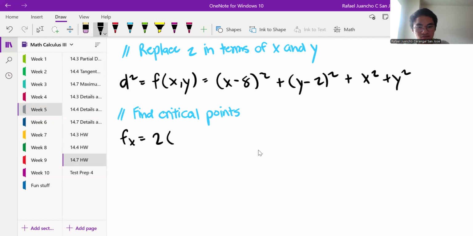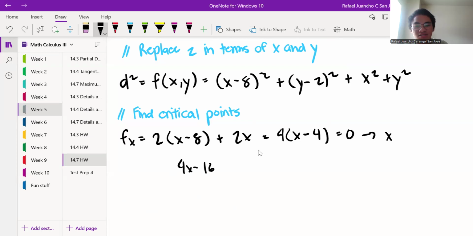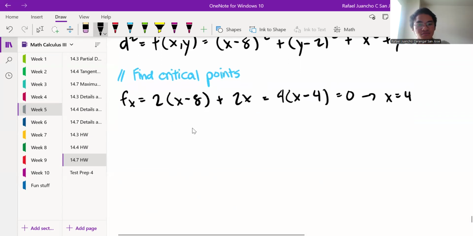F sub x. What is this? I take my partial, chain rule, I get 1. That's 0. That's nothing. X squared, that's 2x. Y squared, that's nothing. Can I simplify maybe? 2x minus 16 plus 2x. Oh, I get 4x minus 16. And then I get 4 times x minus 4, my bad. Then I just equate that to 0. And here I see x is 4.